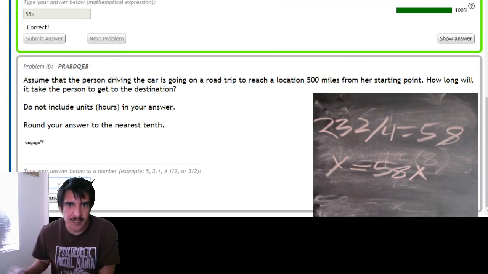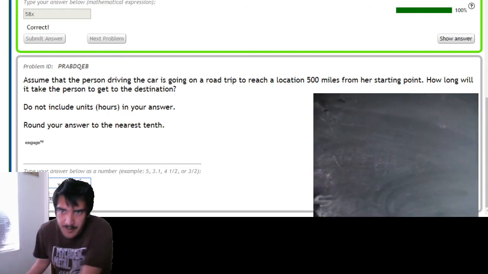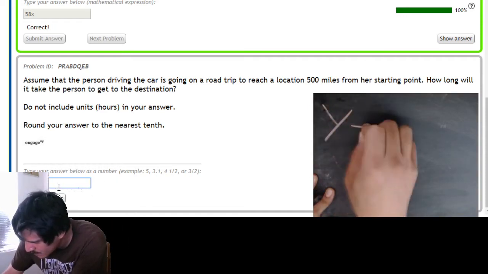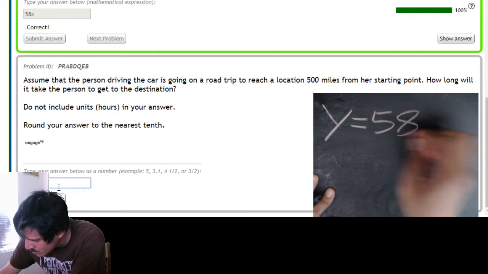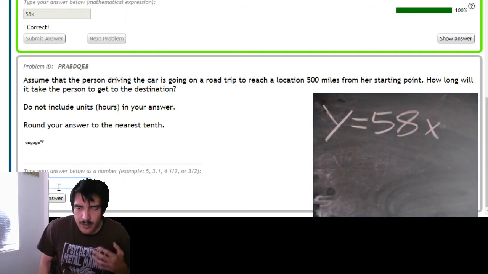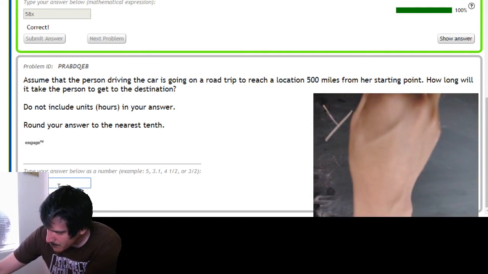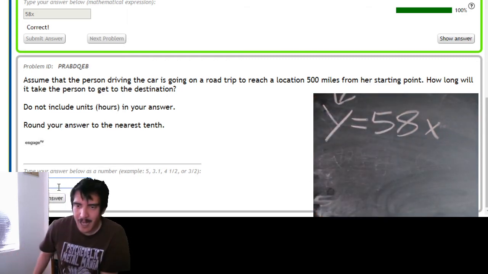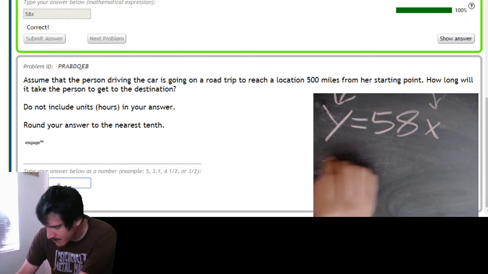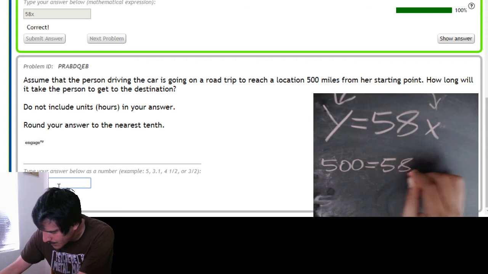So it says here, assume that a person driving the car is going on a road trip to a location 500 miles from her starting point. How long will it take the person to get to the destination? So this is the equation we start with. y equals 58x. Now, when you're reaching a location from your starting point, those 500 miles, 500 miles is represented by the variable y. Because remember, x represents the number of hours, y represents the number of miles. So we rewrite the equation 500 equals 58x.